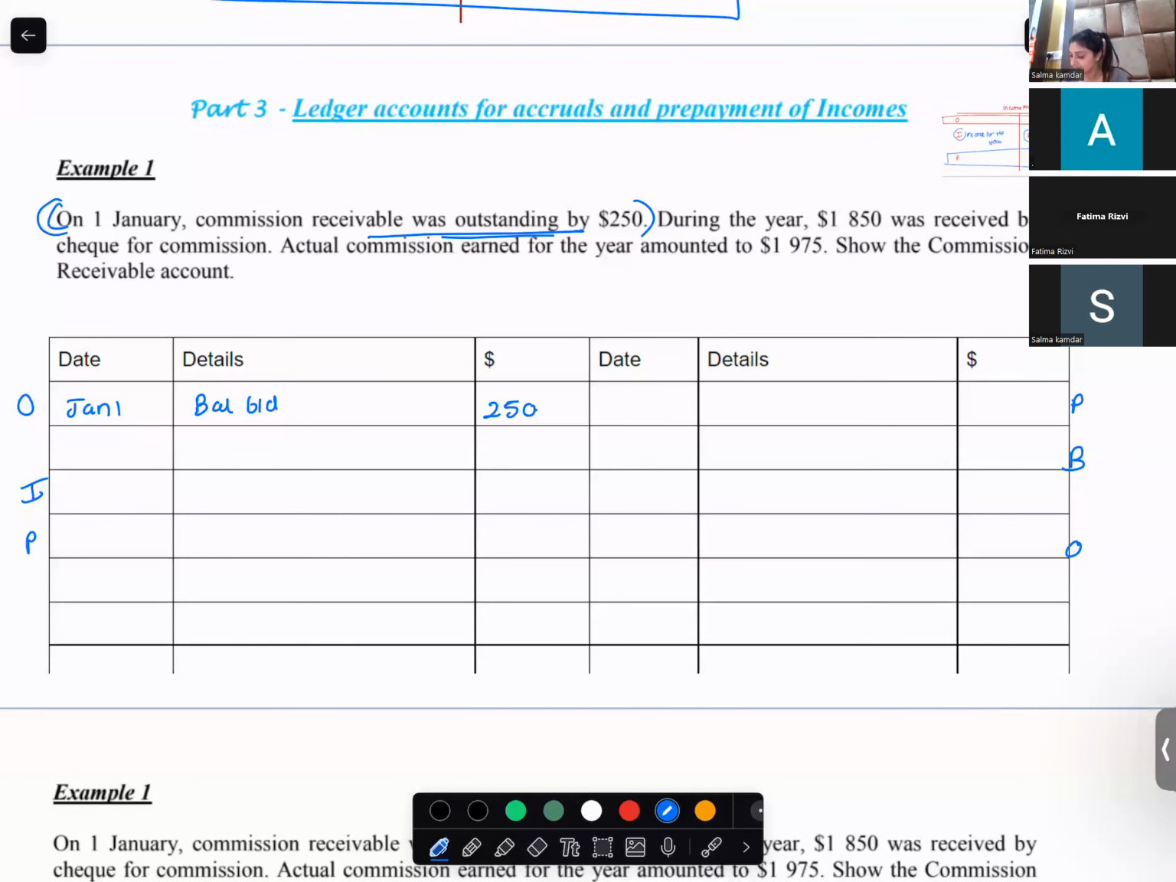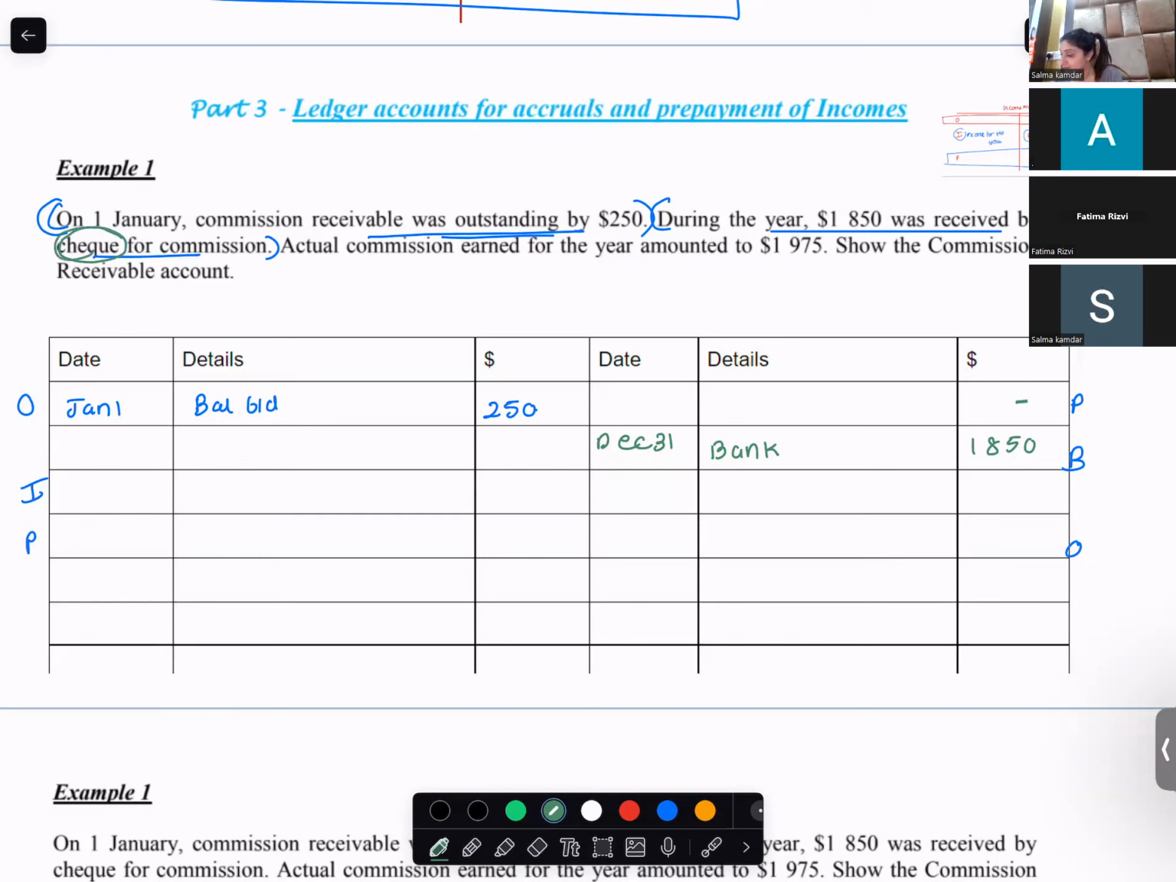Yes, miss. Read ahead. During the year, $1850 was received by check for commission. So this will be the bank on the credit side. On December 31, you have received through check, so you will write bank 1850. Miss, can it be cash or bank? No, check.